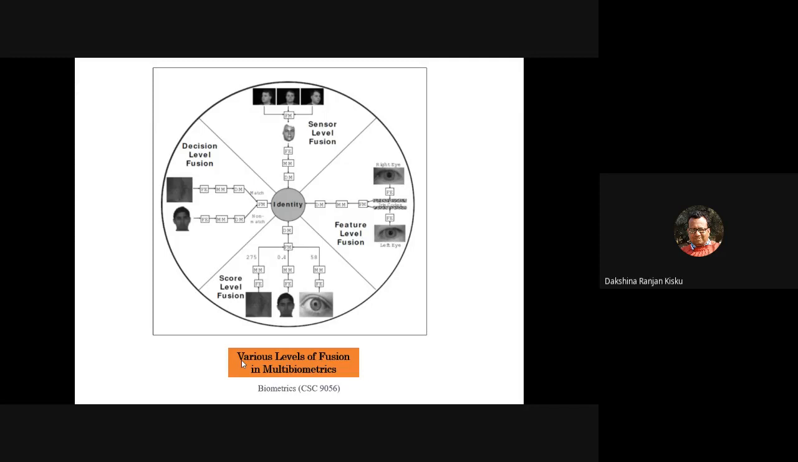So consensus rank means we use different biometric identification techniques or different biometric identification systems. Whenever these biometric identification systems are put together to have the consensus rank, then we can use this consensus rank or consolidated rank to identify the unknown person or the unknown subject. So these are the various levels of fusion in multibiometrics.